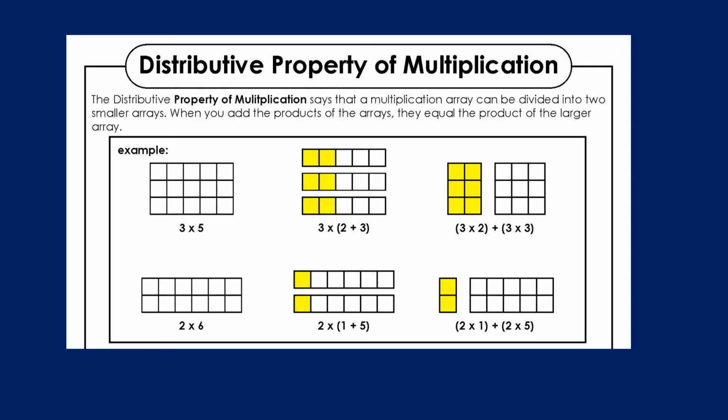Distributive property of multiplication. The distributive property of multiplication says that a multiplication array can be divided into two smaller arrays. When you add the products of the arrays, they equal the product of the larger array. For example, in our first example, we have an array that is 3 by 5. We have 3 rows by 5 columns. This gives us 15 squares.